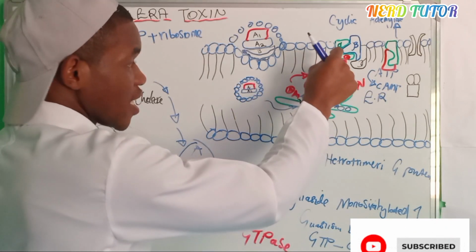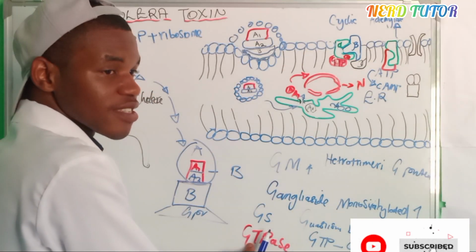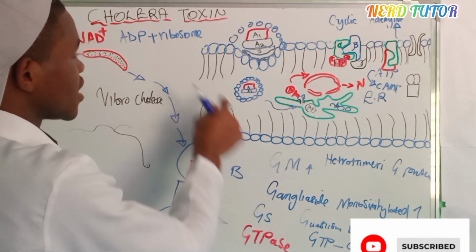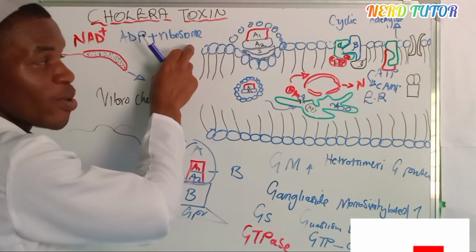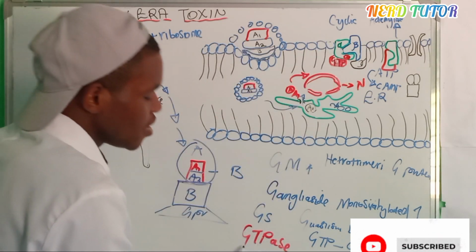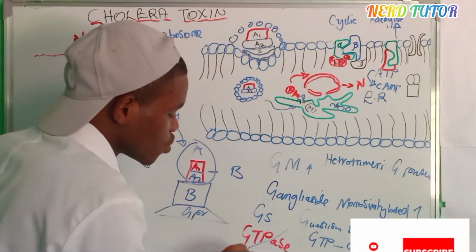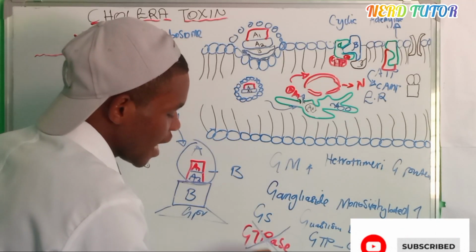The alpha has got what? The GTPase activity. But when this guy, the toxin, comes, upon adding the ADP and the ribose to the alpha, the GTPase activity will fail to work. So it will make sure that this guy doesn't work.